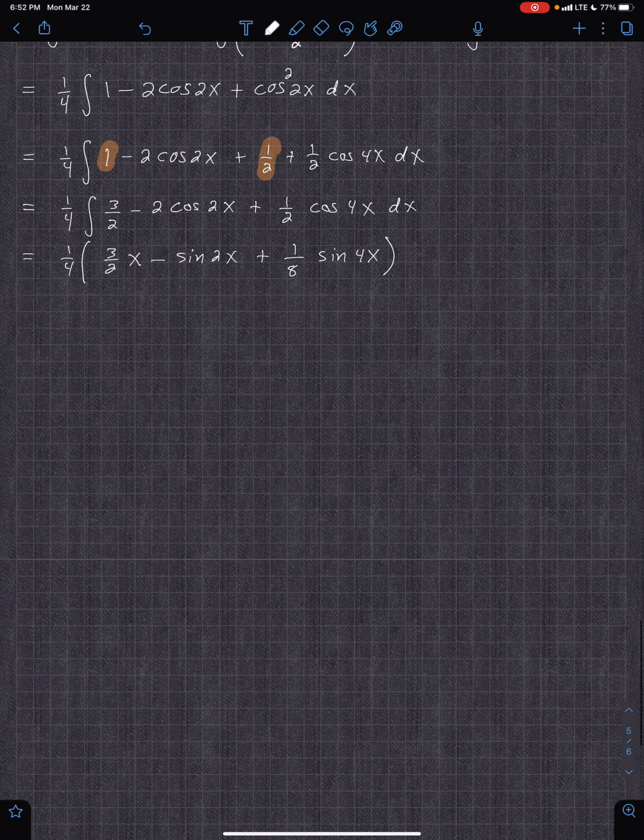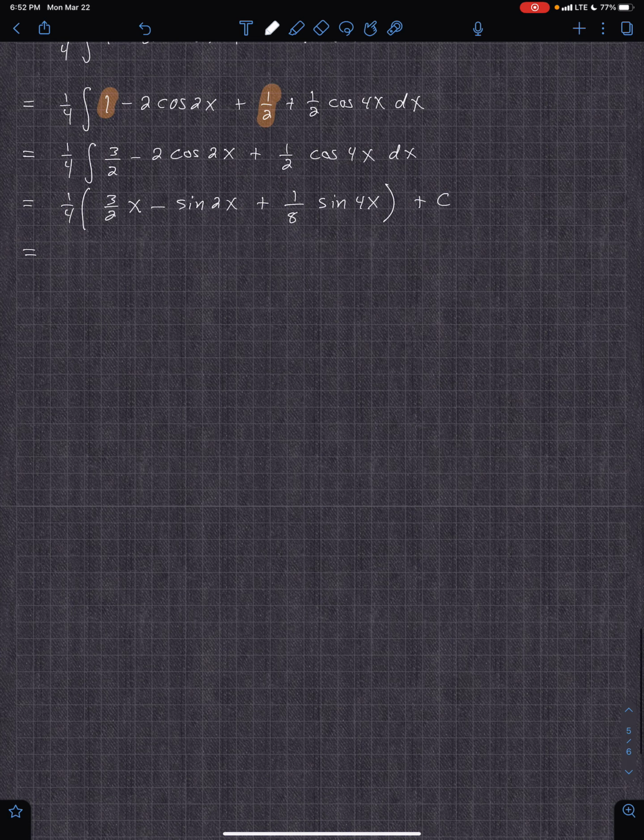And then that'll be a plus c at that stage. And then you can distribute if you want. I mean, that's pretty much good enough right there. You can simplify it and distribute and get 3/8 x minus 1/4 sine 2x plus 1/32 sine of 4x plus your arbitrary constant.